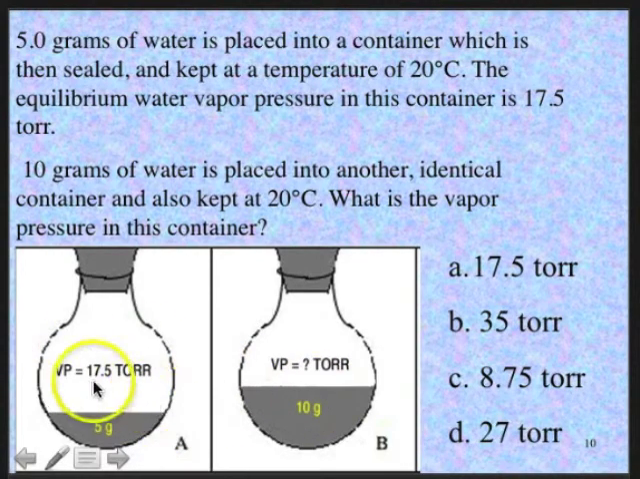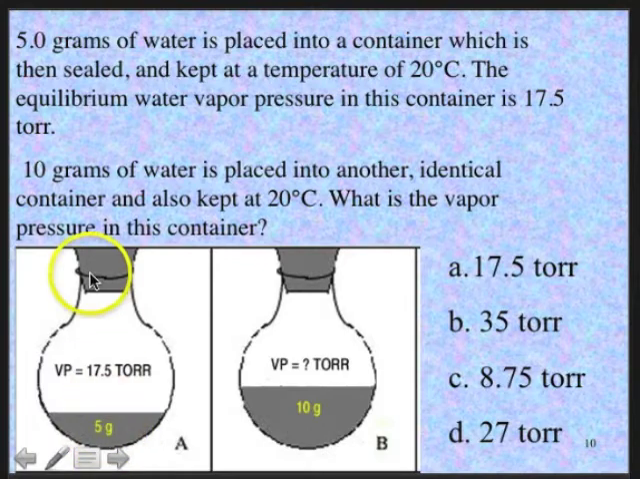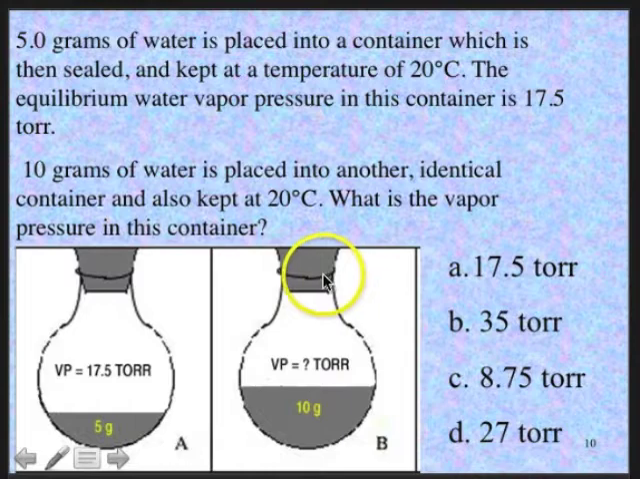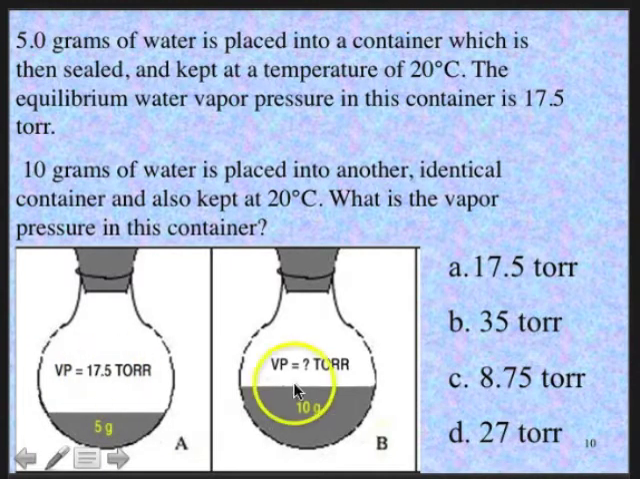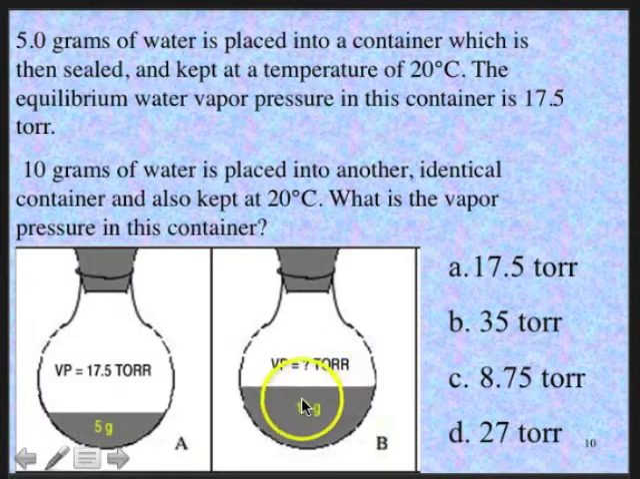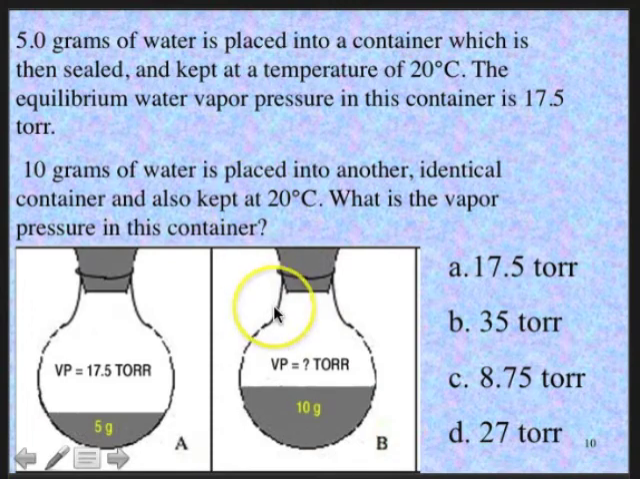So here's a question that I'm going to ask you in class. You have two flasks. One of them has 5 grams of water in it and a stopper. The other has 10 grams of water in it and is stoppered. We know the container with 5 grams has a vapor pressure of 17.5 torr. So the question is, what's the vapor pressure in the flask with 10 grams of water? So think about that, and we'll be asking you that in class.